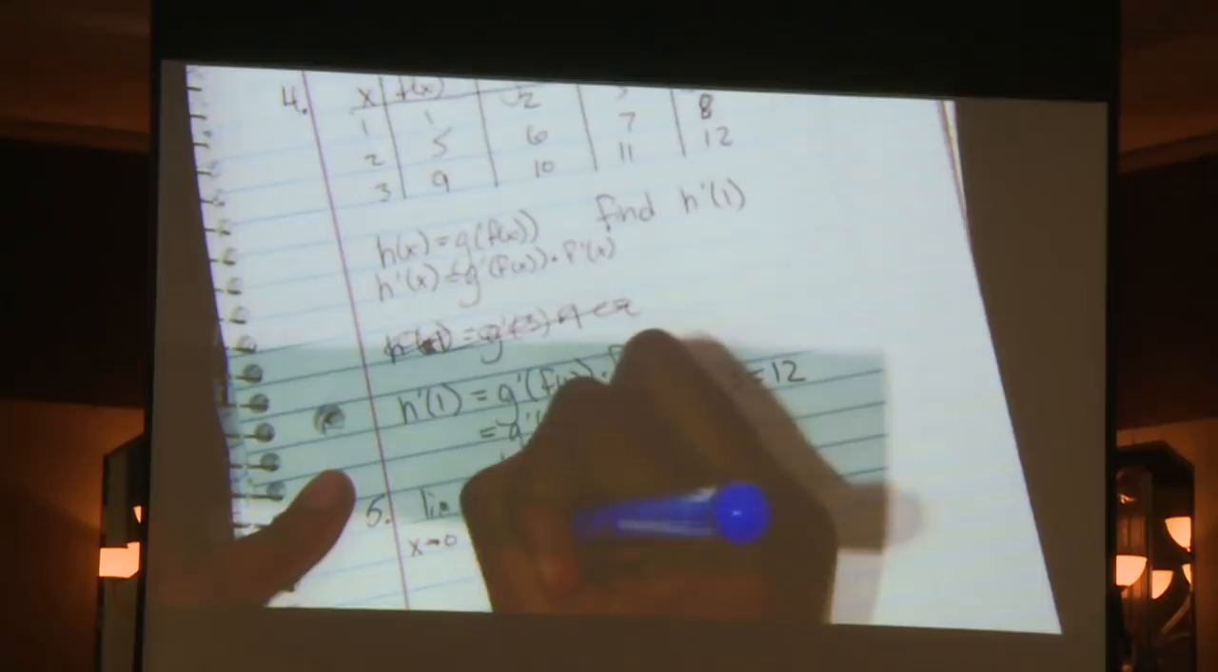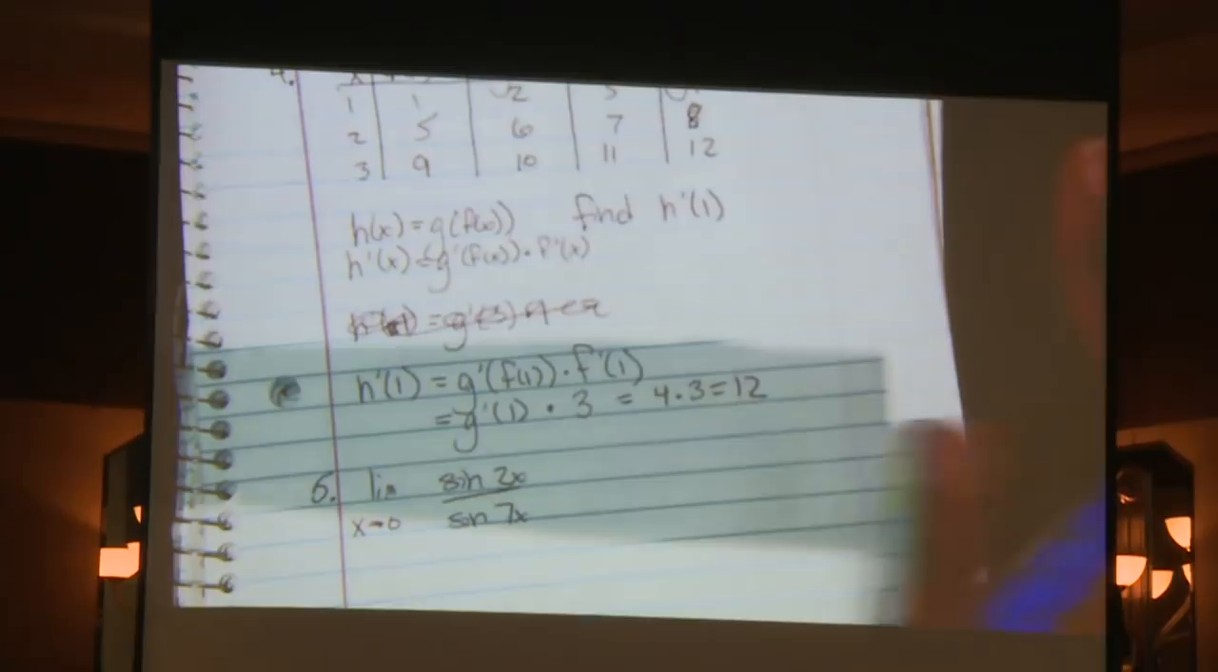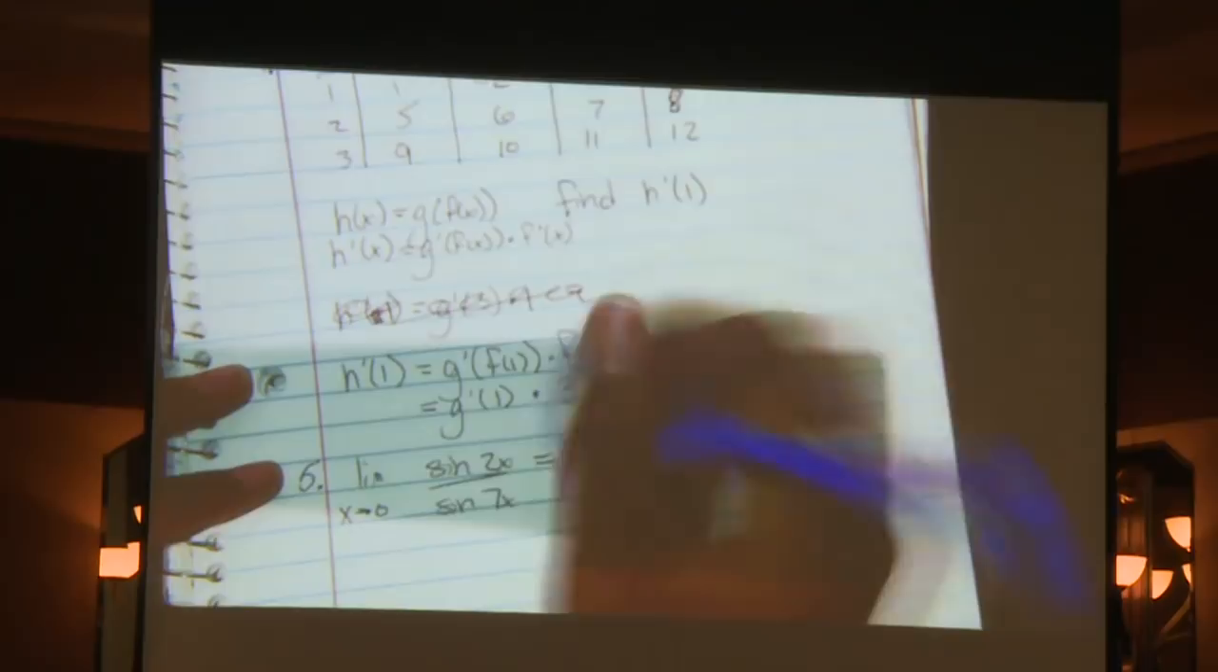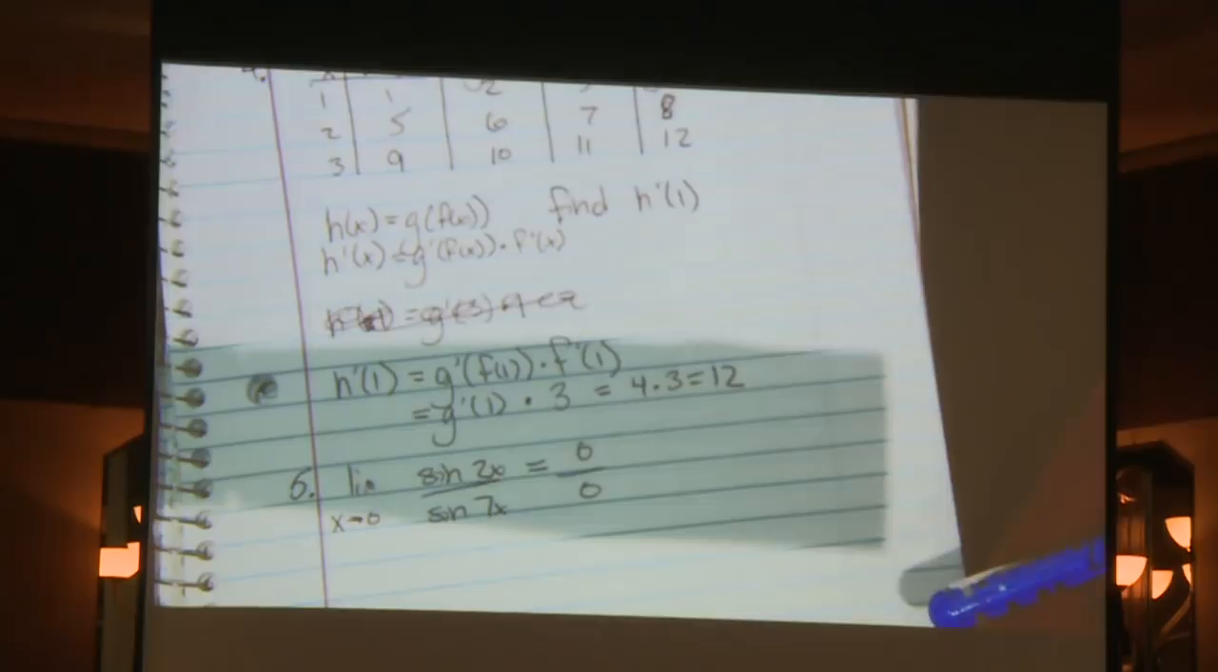Usually when you take a limit, the first thing I tell most of the students that attend the SI sessions is to plug it in first, even if you know it's not going to work out, to see what you're working with. So I plug in: sine of 2 times 0 gives me 0 on the inside, so sine of 0 is 0. Same thing with the bottom, 0. What rule can we use when we have 0 over 0, infinity over infinity, or anything? Yes, L'Hopital's, awesome. Thank you.